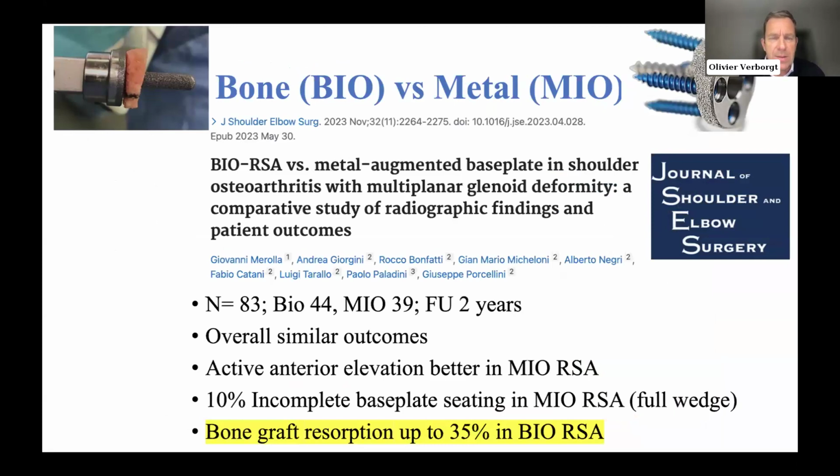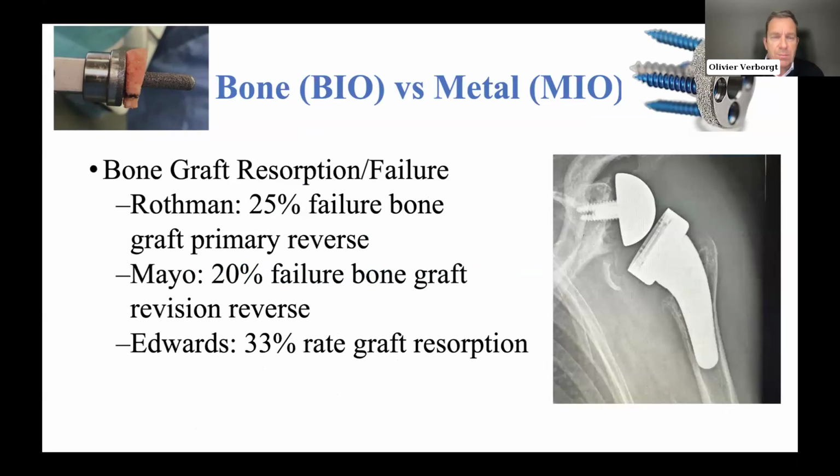This is one of the latest good studies, a randomized control trial. Actually, they've shown that there is an overall similar clinical outcome. The elevation was a little bit better in the metal augmentation, but in the metal augmentation as well, where they used full wedge augments, there was 10% incomplete base plate seating. But most problematic, I think, is that there's still quite a bit of bone graft resorption in the bio-RSA group, which in this study did not affect the clinical outcome.